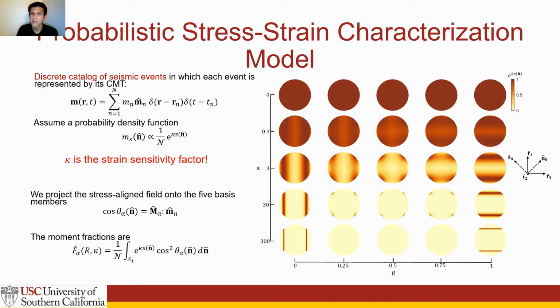Here on the right, I'm showing an example of the probability density function. We see that for kappa equal to 0, the distribution is uniform on the unit sphere, and then the faulting can occur in any direction. And as kappa starts to increase, the maximum stress starts to concentrate in the regions of maximum shear traction.